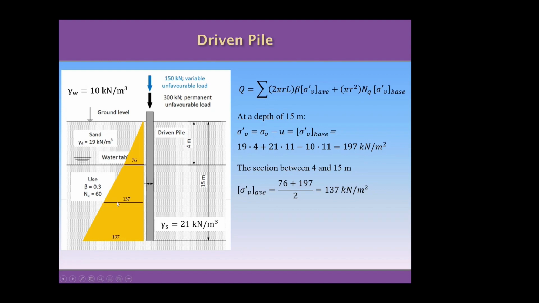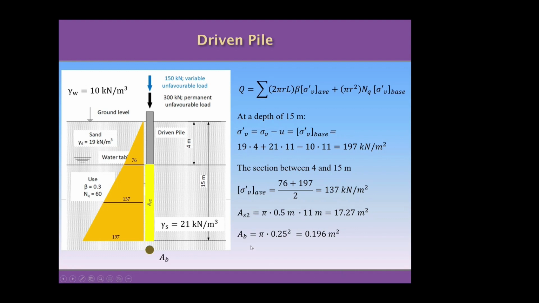And now, because we need the average, we need to do the average between 76, the effective stress we have calculated for the previous layer, plus 197, the effective stress we have calculated at the base, divided by 2, will give us 137 kilonewton per square meter, which is the average for the second layer of this problem. We need to calculate as well the area of the shaft for the second layer, which is basically the same thing as before, is pi multiplied by the diameter, multiplied by 11 meters, because 11 meters is from where the water table starts until where the pile ends. And this value is 17.27 square meter.